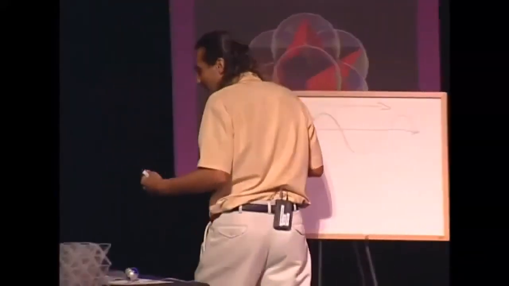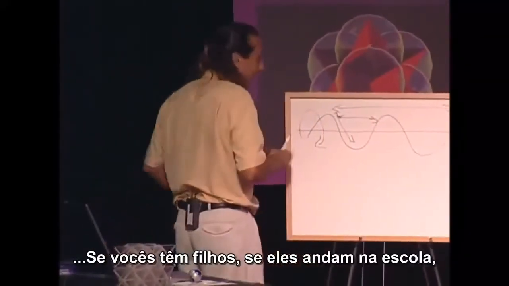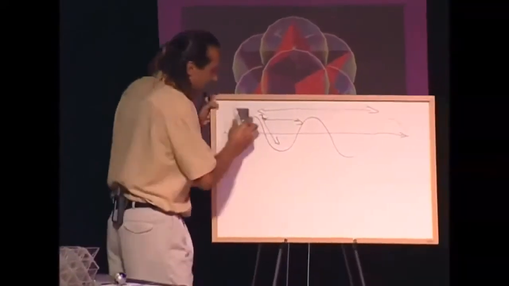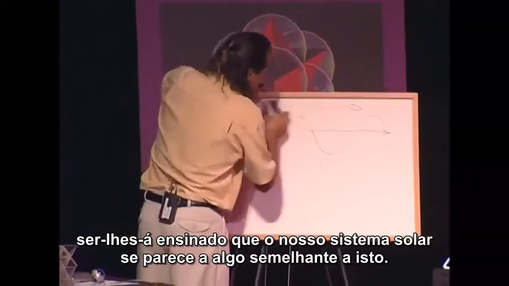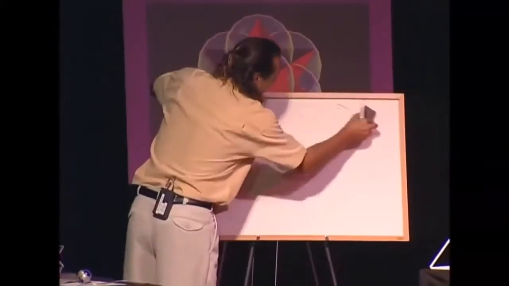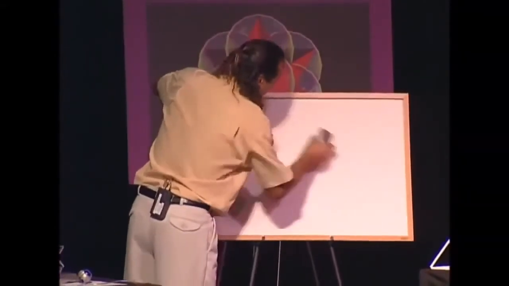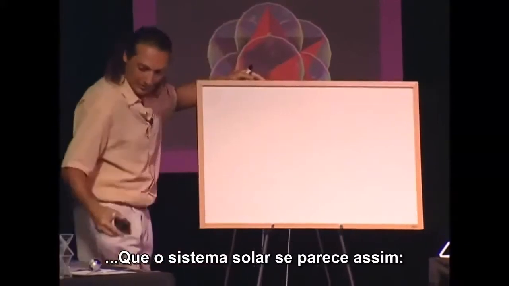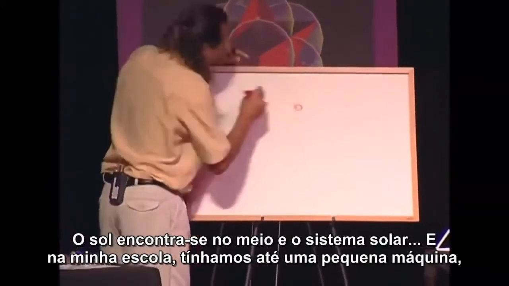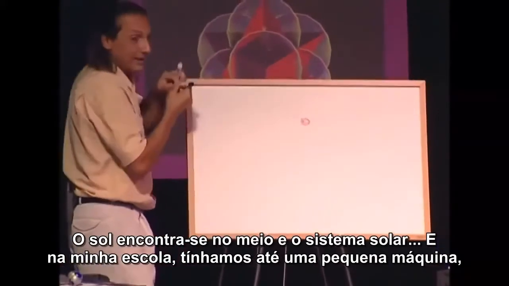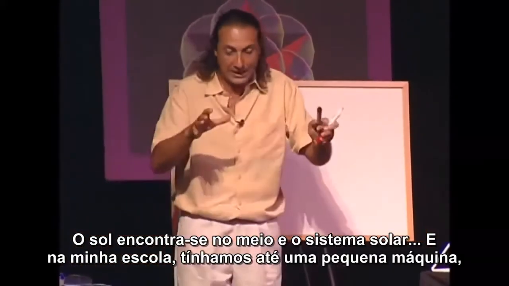Typically, and if you have children, if they go to school, they're all going to get told that the solar system looks something like this. Let me try to erase this. Okay, that the solar system looks something like this.